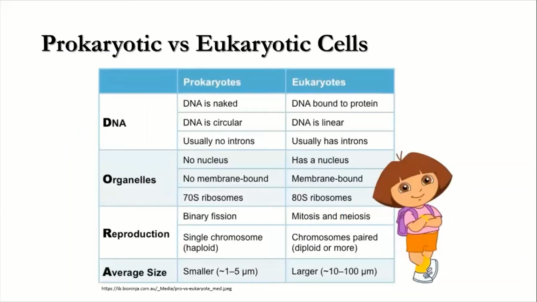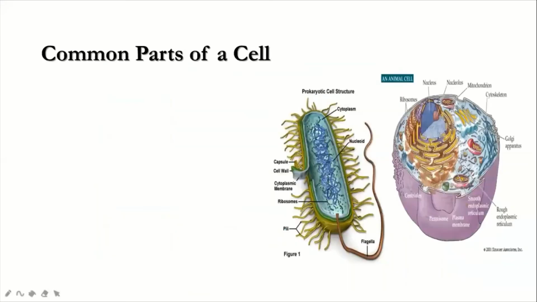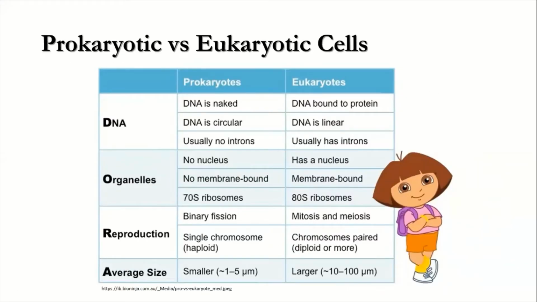Now, for you to remember the different characteristics of the prokaryotic and eukaryotic cells, you should remember DORA. D for DNA, O for organelles, R for reproduction, and A for average size. I actually got this picture from bioninja.com. This is helpful for us to review the difference between your prokaryotic and your eukaryotic cells. For the prokaryotes, the DNA is naked. The DNA is also circular, and it usually has no introns. But for the eukaryotes, the DNA is bound to a protein and it is linear.